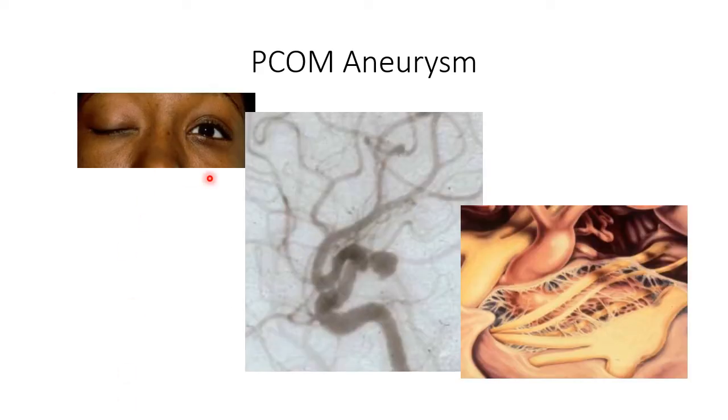So I showed you this photograph earlier. This was a lady who presented with a PCOM aneurysm with ptosis and an ophthalmoplegia on the right. Here's an aneurysm sitting here, and it's easy to see in this cartoon how easily the third nerve can be compressed by an aneurysm.